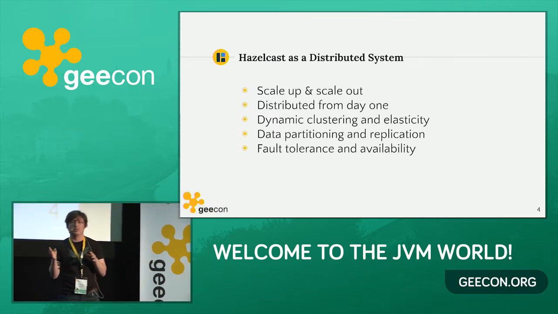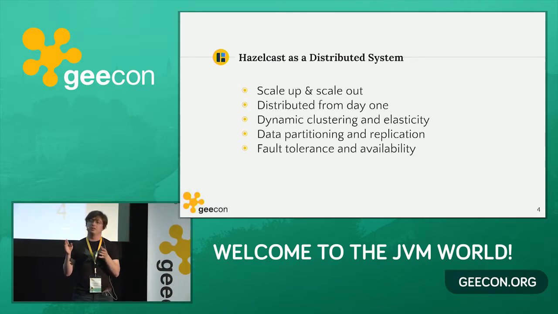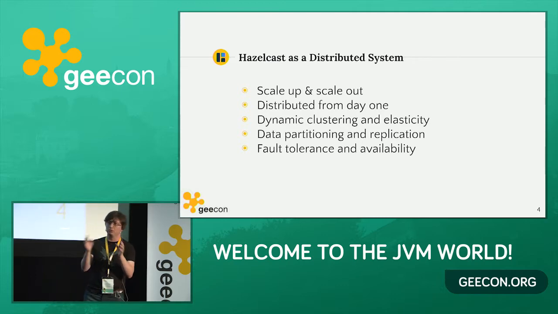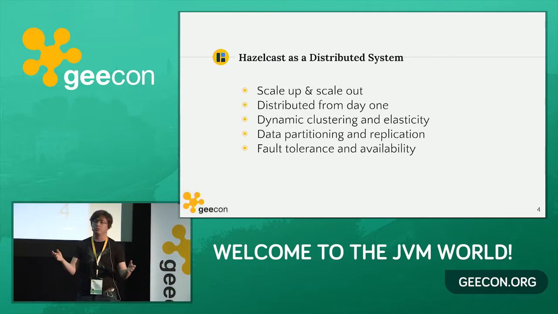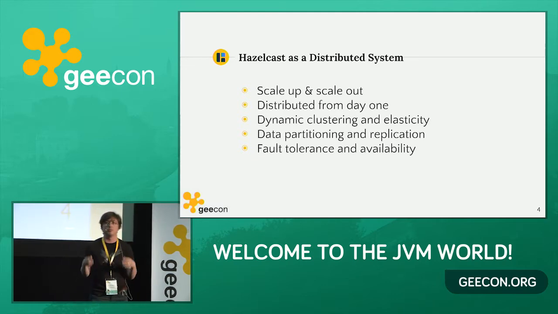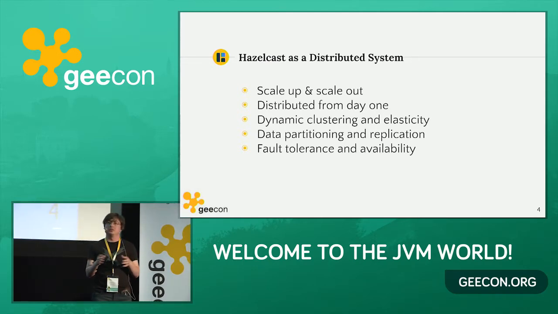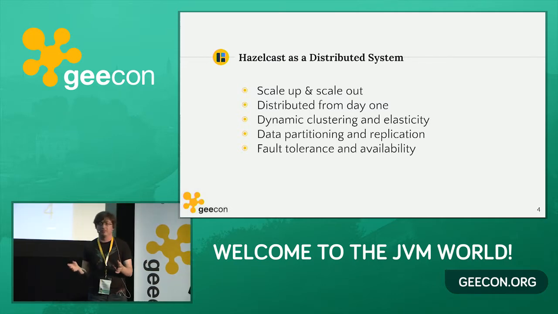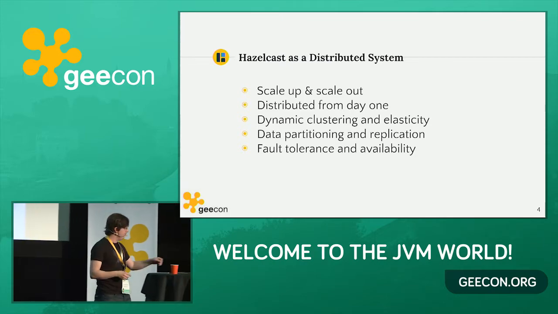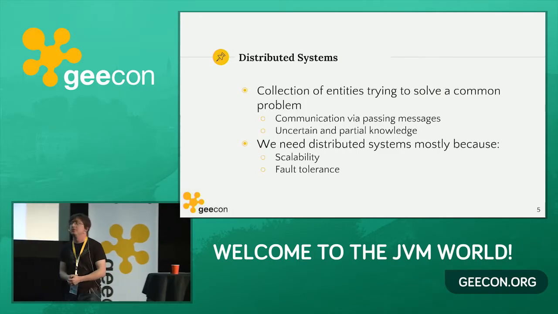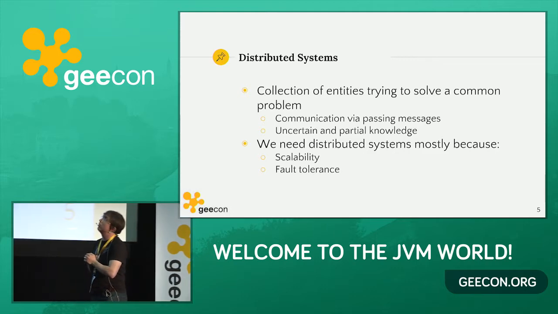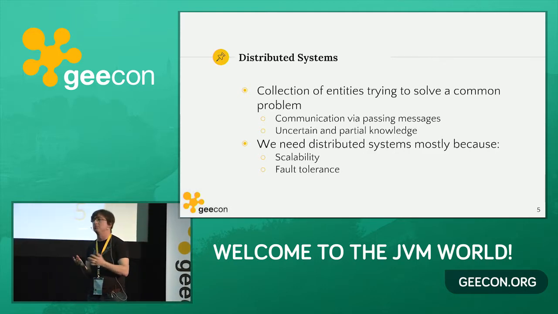So partitioning means that it takes your data and divides the data into partitions. So each partition is a distinct portion of the overall data set. Then each partition is replicated to multiple nodes in the cluster. And this is completely transparent, and you can also configure it if you like. And if there are failures in the cluster, it just automatically recovers your data by using the backups in the cluster, and it remains available that way. So as a general definition, a distributed system is a collection of entities trying to solve a common problem.